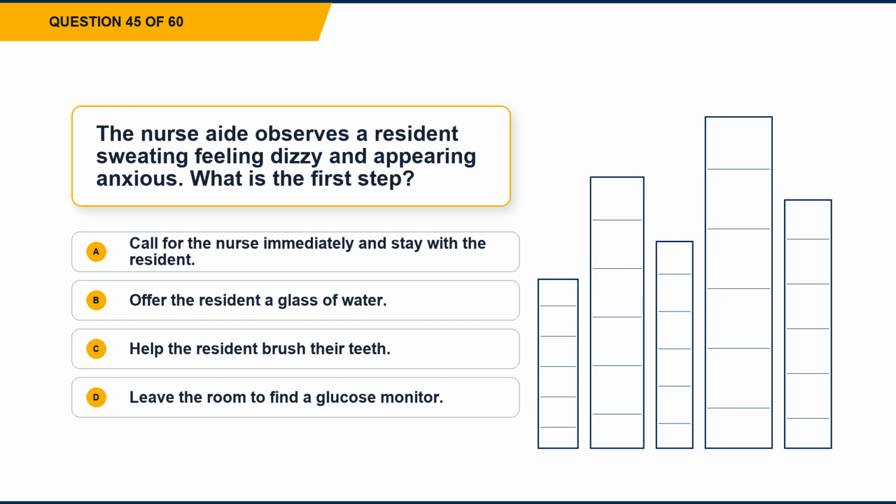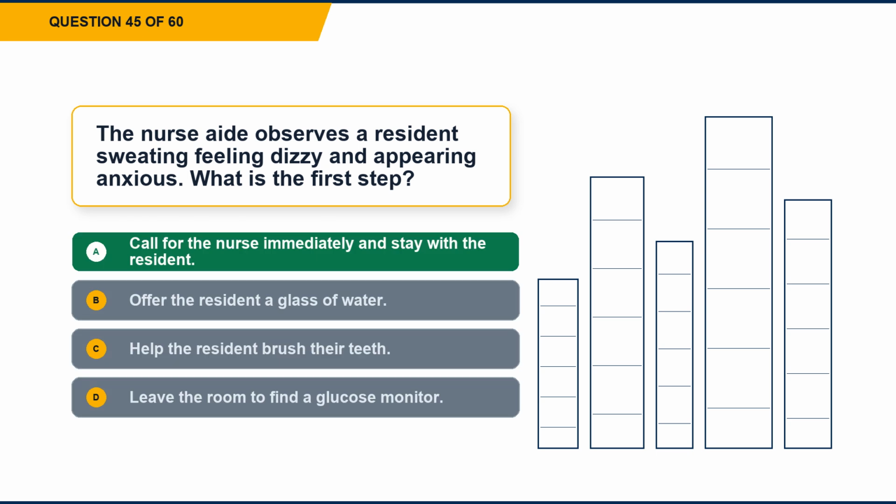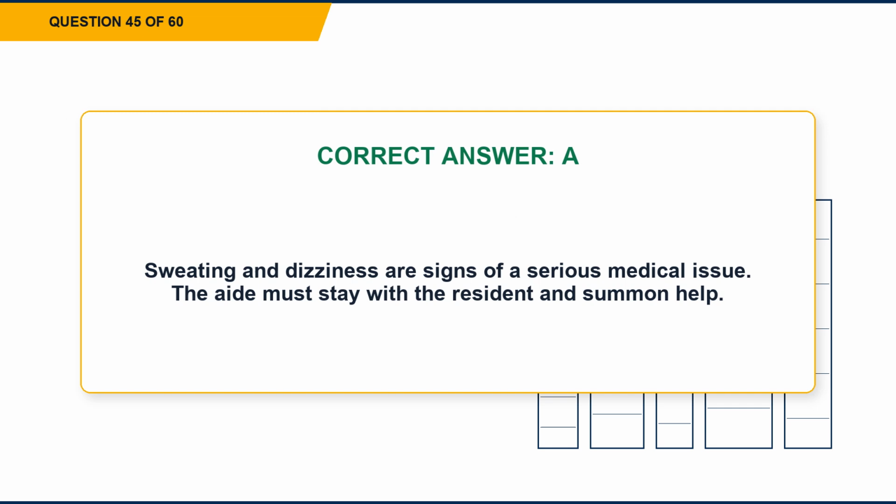Question 45. The nurse aide observes a resident sweating, feeling dizzy and appearing anxious. What is the first step? Option A, call for the nurse immediately and stay with the resident. Option B, offer the resident a glass of water. Option C, help the resident brush their teeth. Option D, leave the room to find a glucose monitor. The correct answer is option A, call for the nurse immediately and stay with the resident. Explanation. Sweating and dizziness are signs of a serious medical issue. The aide must stay with the resident and summon help.